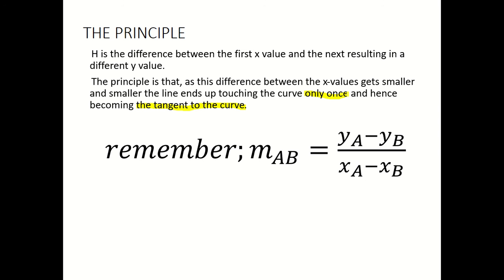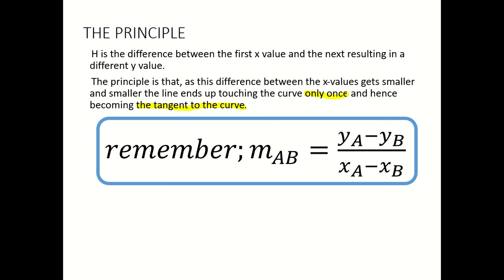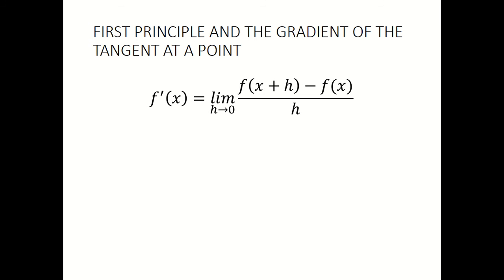Now, remember, when you found the gradient, you would simply take ya minus yb over xa minus xb. This is actually very important because this is what gave birth to the first principle. And hence we have this here. I did show you this earlier on, where we have the highest y value. If you still remember, when I found the difference between the y values, I had f of x plus h minus f of x. All right, so basically this is the difference between the y values.